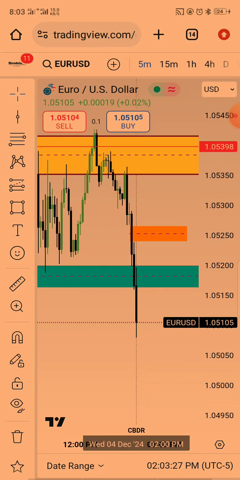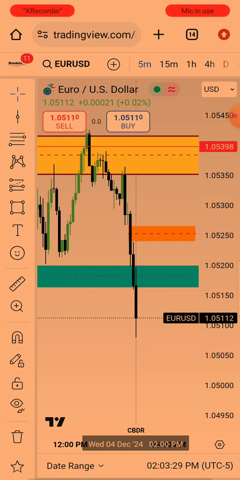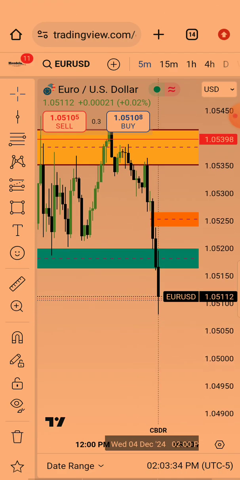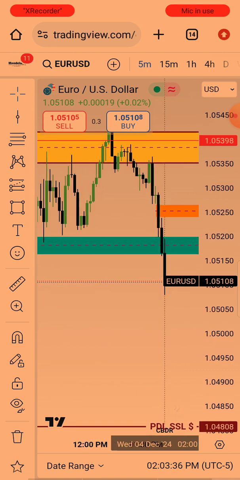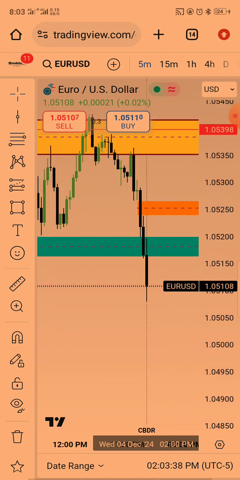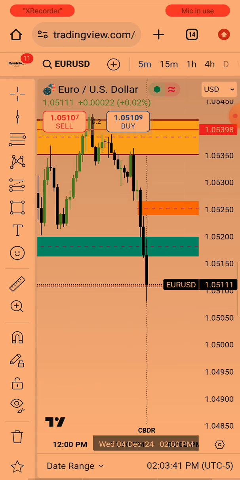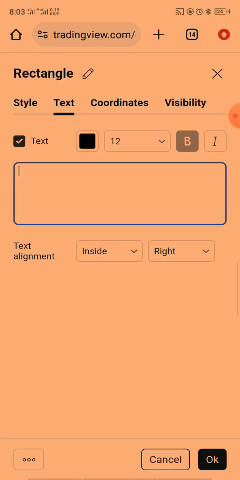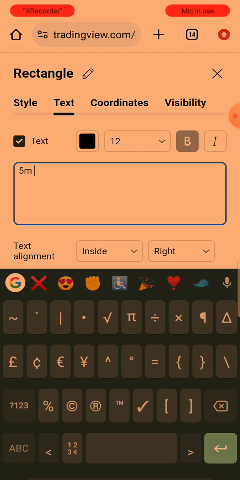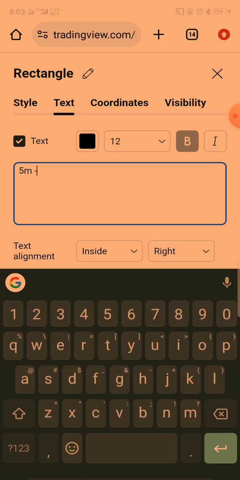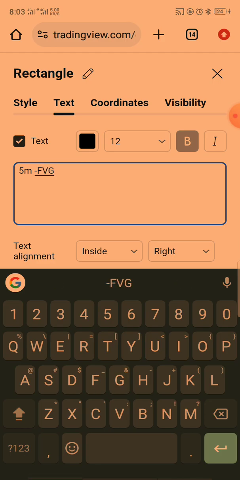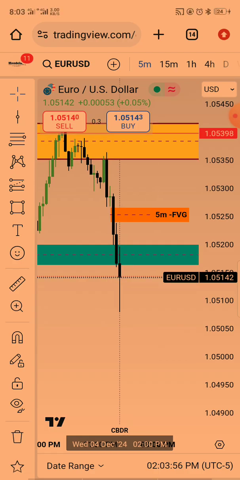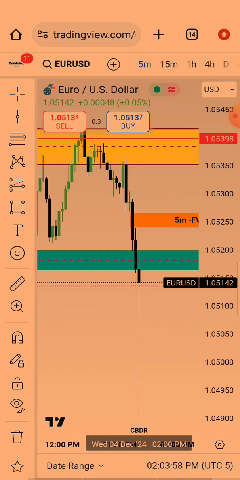The fair value gap I'm talking about, I just want to put this on record and show you what I'm doing. But my next lesson that I'm working on is going to teach all these things, how to understand what I'm talking about. This fair value gap, this is what I'm talking about. Let me write it: 5 minutes fair value gap. That FVG means fair value gap.